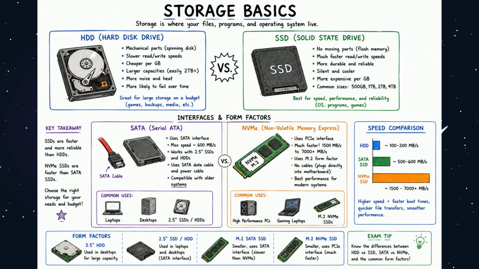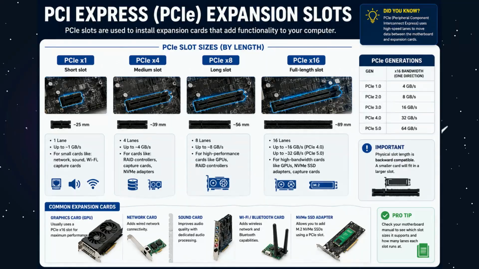Next up, let's talk about PCIe expansion slots. PCIe stands for Peripheral Component Interconnect Express. These expansion slots allow you to install additional hardware. The most common device installed into a PCIe slot is your graphics card, but PCIe is also used for things like your Wi-Fi cards, sound cards, capture cards, storage adapters, etc. PCIe slots come in different sizes, like x1, x4, x8, and x16. Generally speaking, more lanes is going to mean more bandwidth.